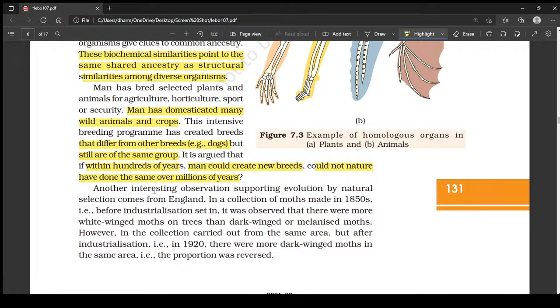Another interesting observation supporting evolution by natural selection comes from England. In a collection of moths made in 1850, before industrialization set in, it was observed that there were more white-winged moths on trees than the dark-winged or melanized moths. However, in a collection carried out from the same area after industrialization, that means in 1920, there were more dark-winged moths in the same area. That means the proportions were reversed.